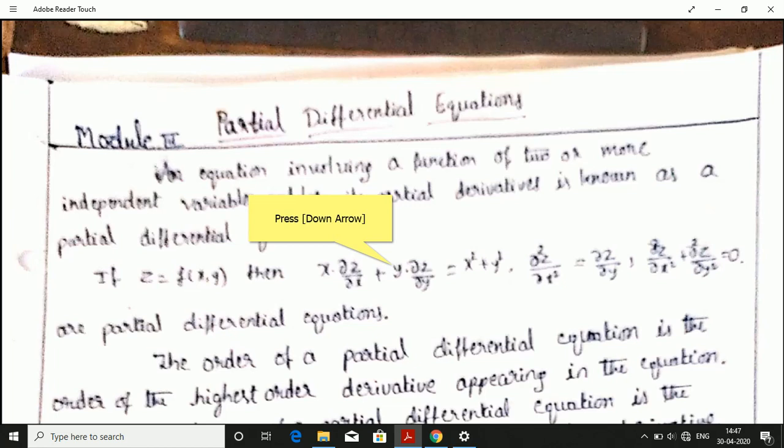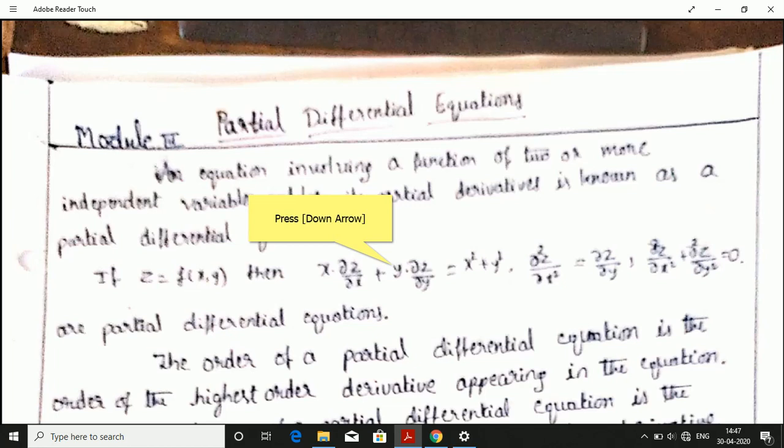Suppose z is equal to f of x comma y, a function of two independent variables. z is the dependent variable and there are two independent variables x and y. We can differentiate z partially with respect to x and partially with respect to y. An equation containing the partial derivatives is known as a partial differential equation.